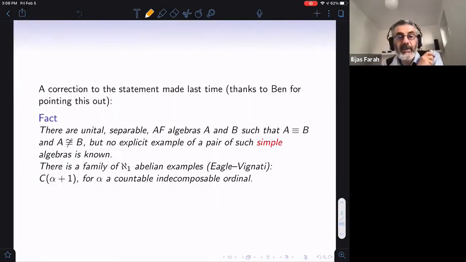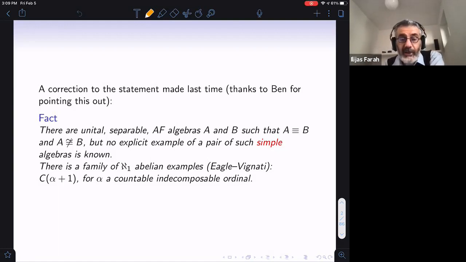Oh yes, one more thing before we start new material. Thanks to Ben for pointing this out. I said that something was an open problem. It wasn't an open problem. I had something in mind. So let me just read it. It is known that there are unital separable AF algebras A and B which are elementarily equivalent but not isomorphic. What I should have said, and what I was thinking, is that there is no explicit example of a pair of simple algebras of this form. There is a family of examples which are simple in a metamathematical way, in that they're not that difficult to come up with, due to Eagle and Vignati.